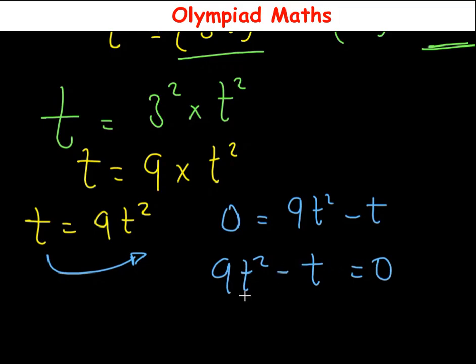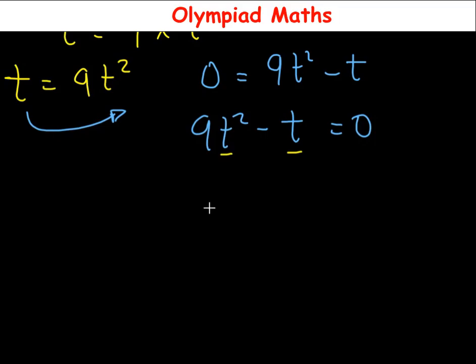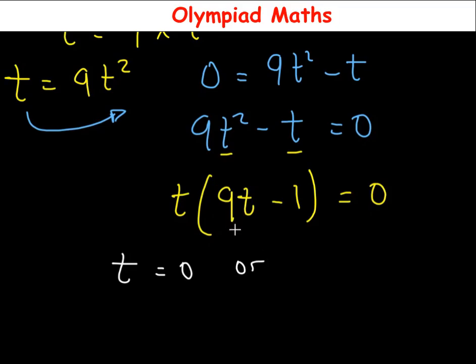And with this, we can factor out t because t is a common factor. So factorizing out t, t into bracket, if we divide 9t squared by t, what we are left with is 9t. Then minus, if you divide t by t, we have 1, and this is equal to 0. So from here, we can then say that t is equal to 0, or 9t minus 1 is equal to 0.